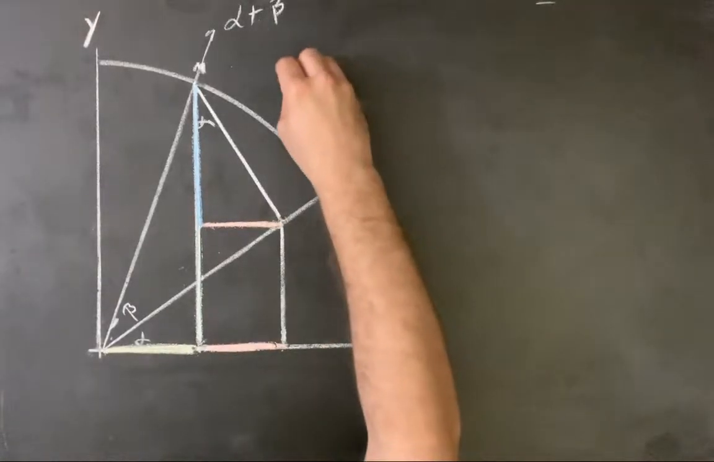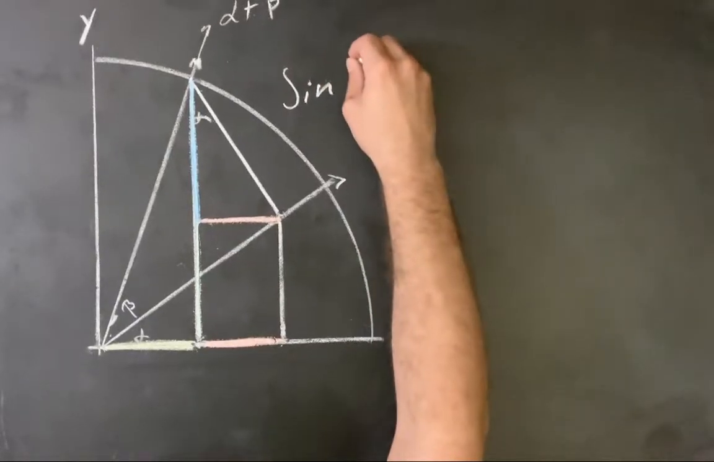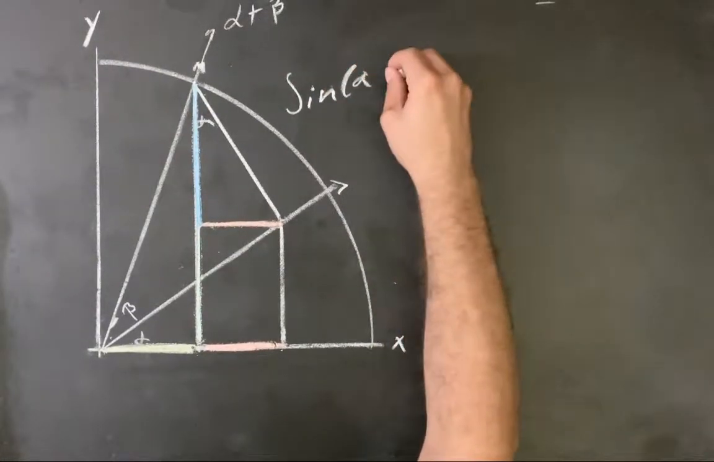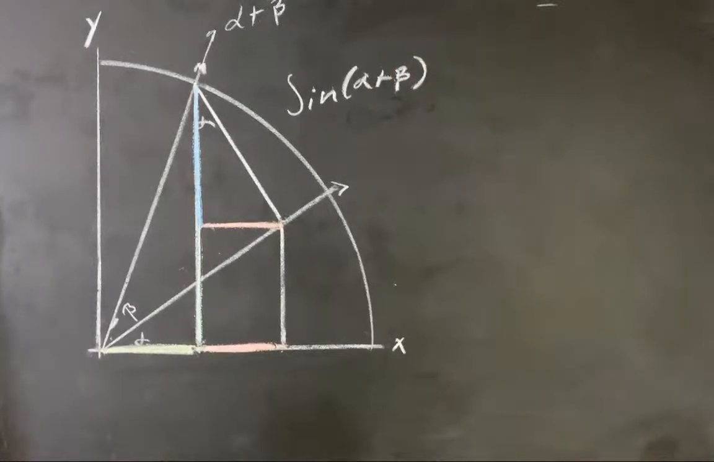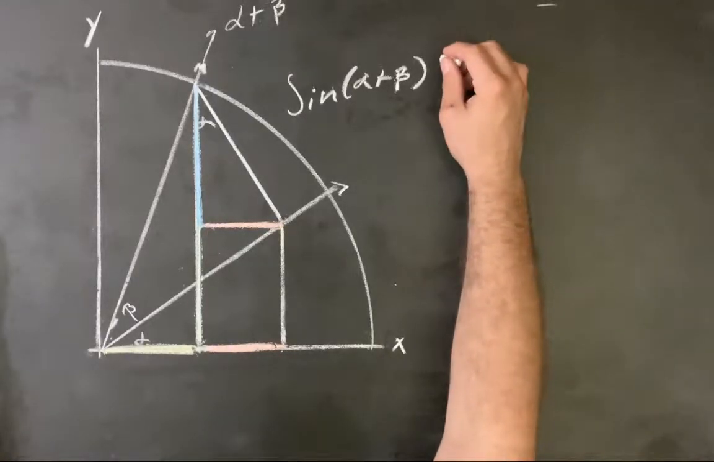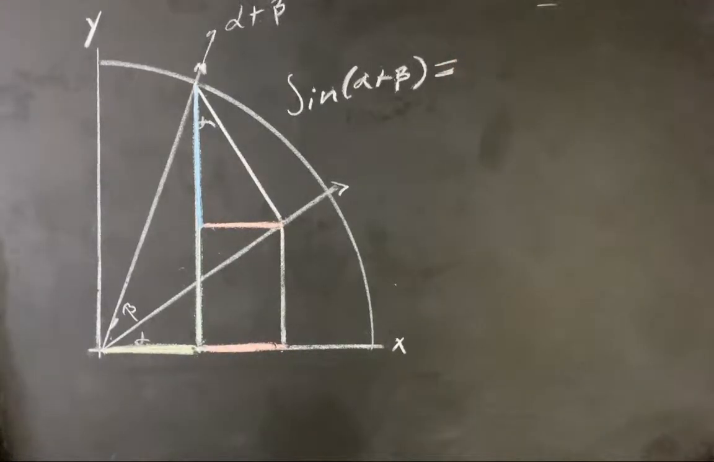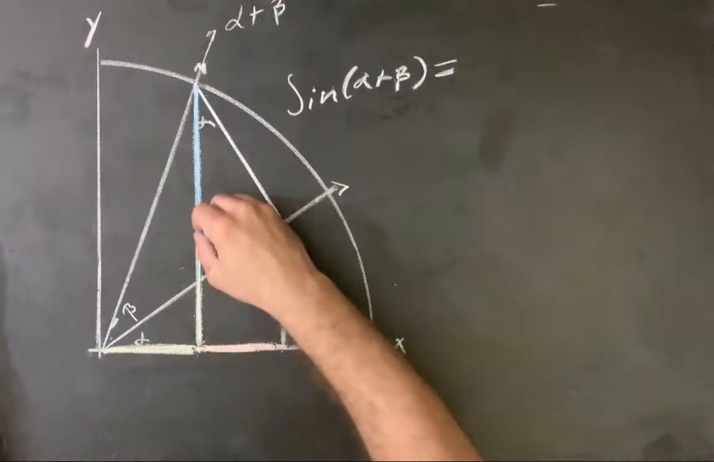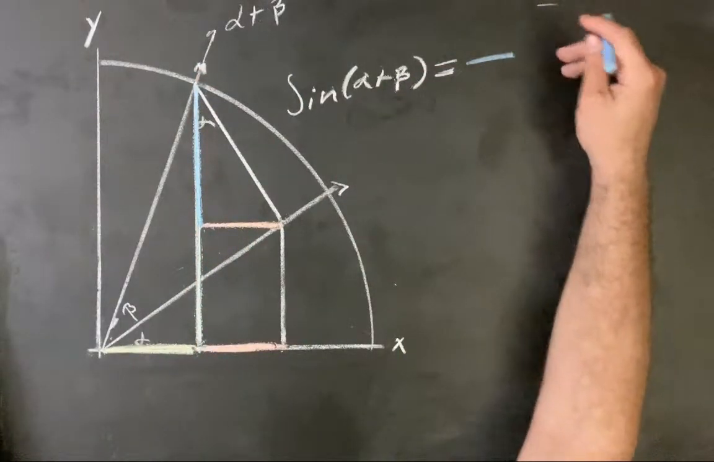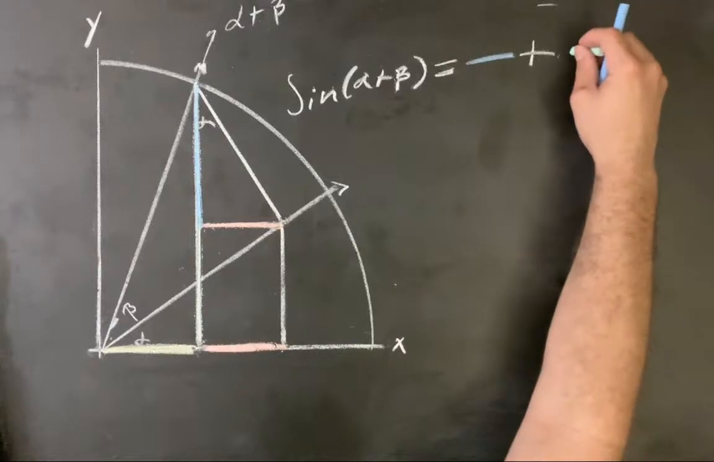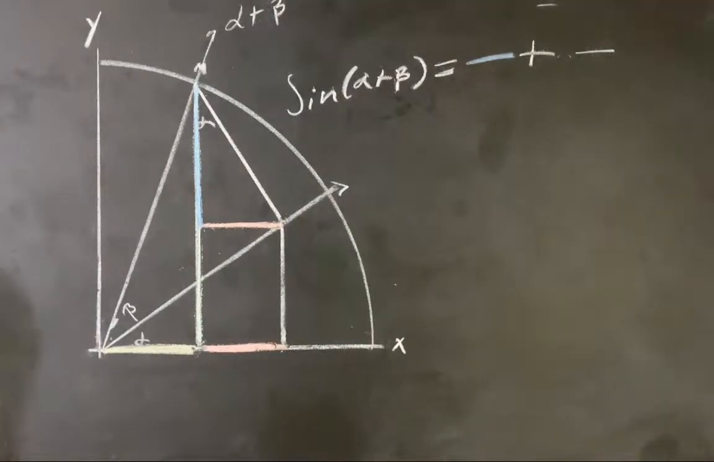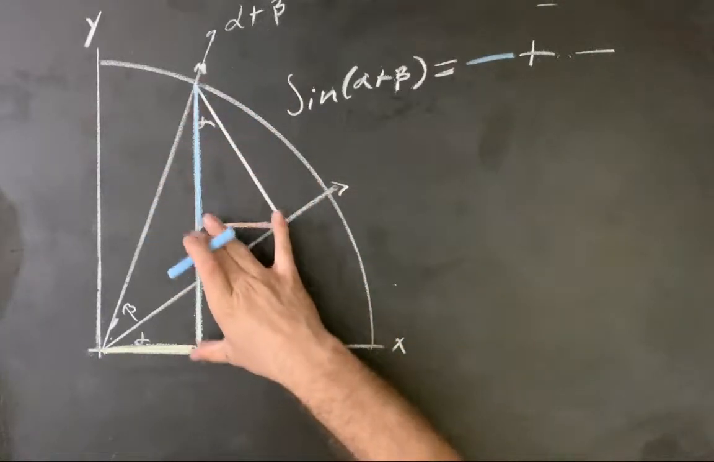let's get started with sine of alpha plus beta. So we see that sine of alpha plus beta is equal to the blue line plus the green line. So equal to the blue line plus the green line. Now the problem arises is how we find what each of these lengths are.